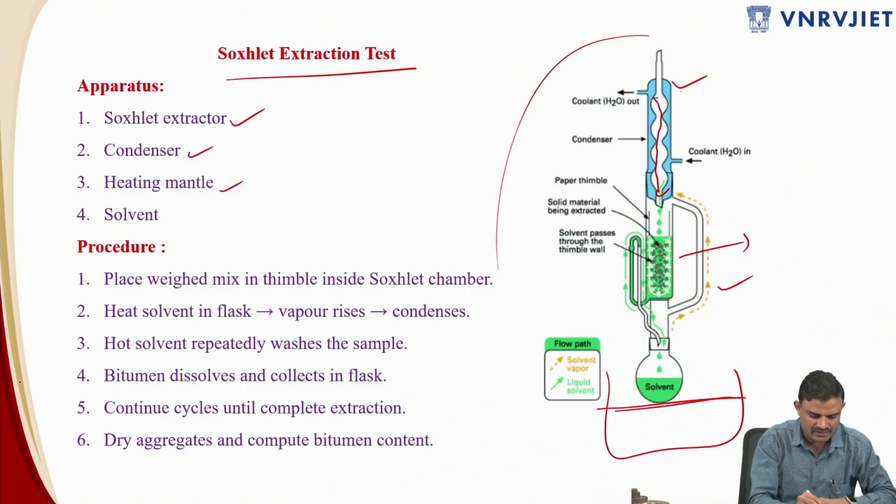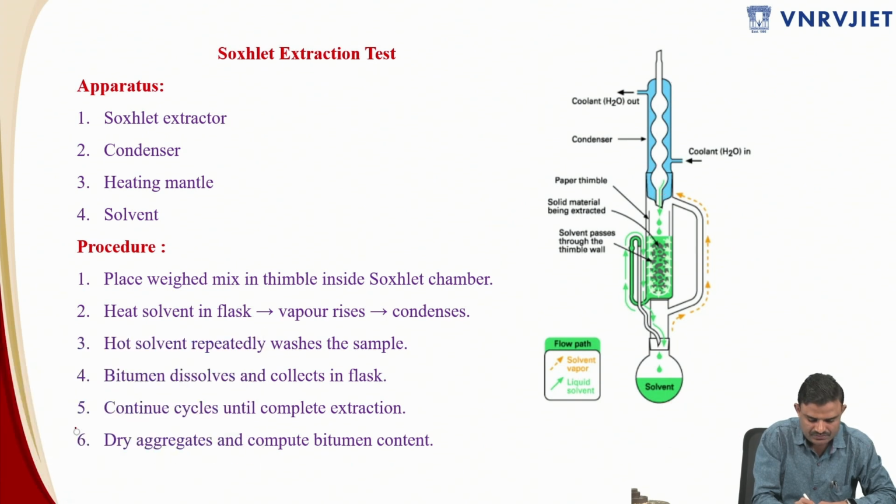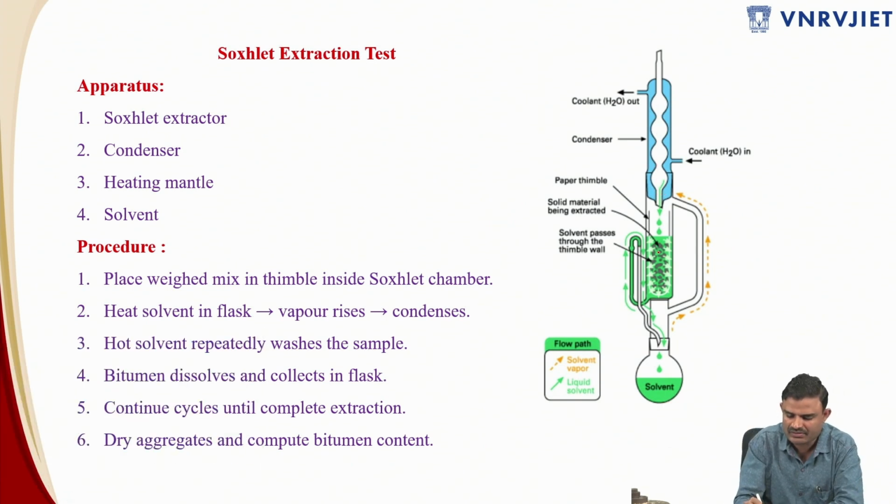So I'll explain once again with the diagram present over here. Basically this is the bituminous mixture which I am having over here, the one in green color. There is a paper thimble. This is the paper thimble. It means you are providing the entire mixture in the paper thimble.